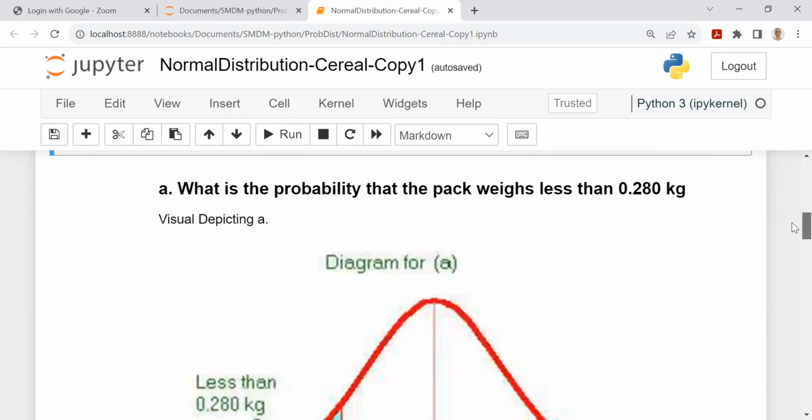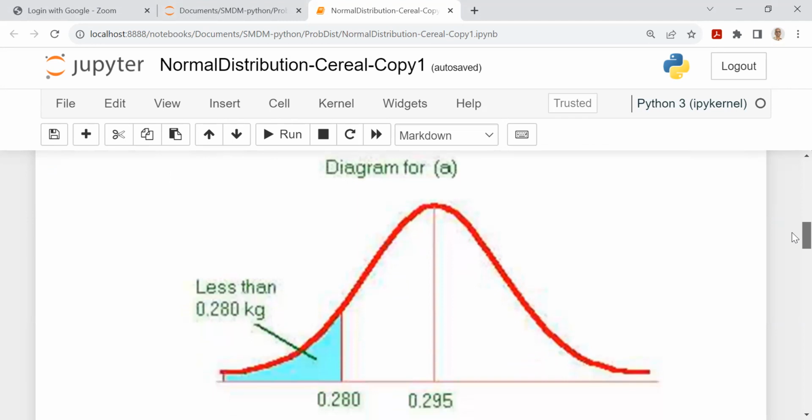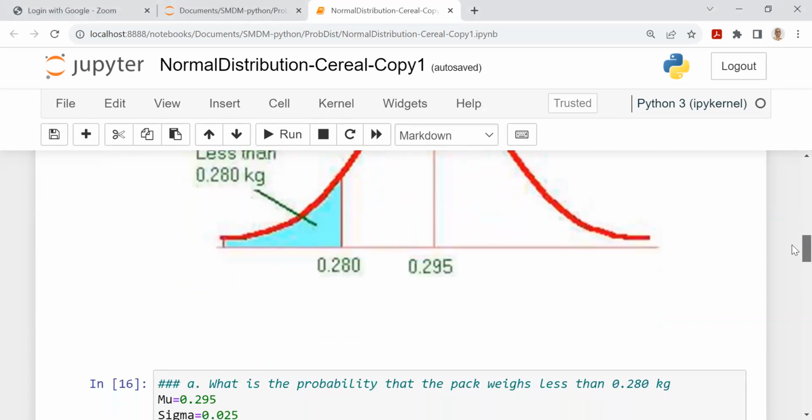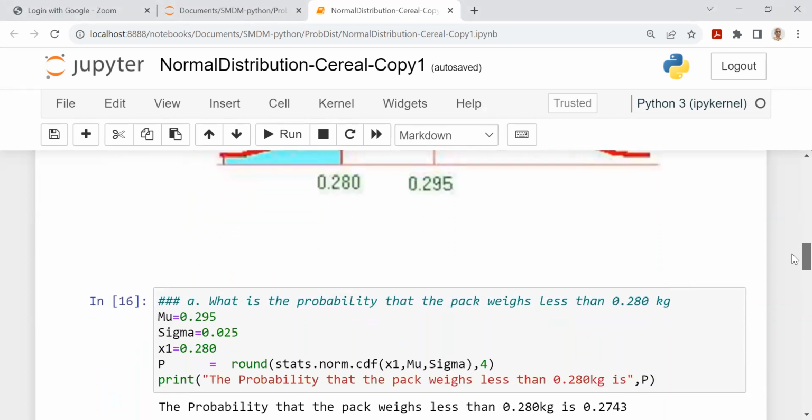First, the diagram. What is the probability that the pack weighs less than 0.28 kg? Visual for part A: you can clearly see the diagram here. The diagrams are not necessarily drawn to scale, but to explain the problem. 0.295 is the mean, and 0.28 is left of the mean. Less than 0.28 is this area, which is shaded.